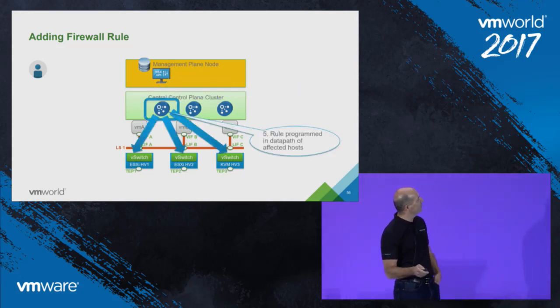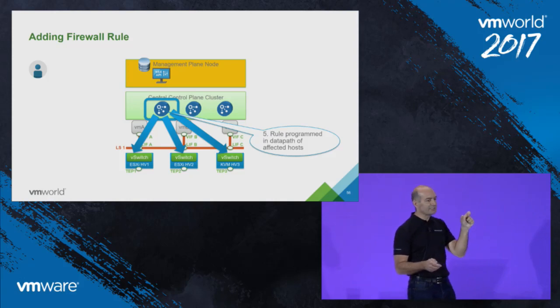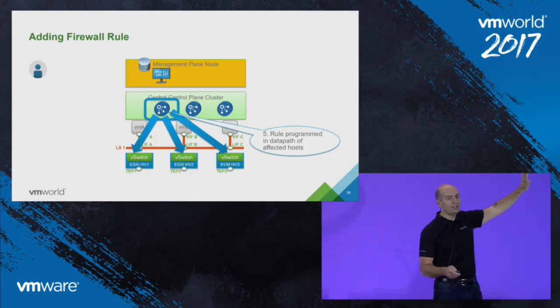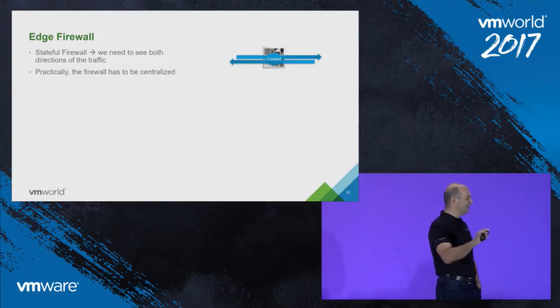So the rule is pushed, and every transport node has actually a granular IP to IP rule that is programmed into it. It doesn't have the high level. The high level is stored by the manager.